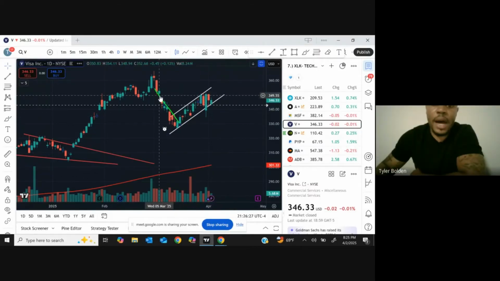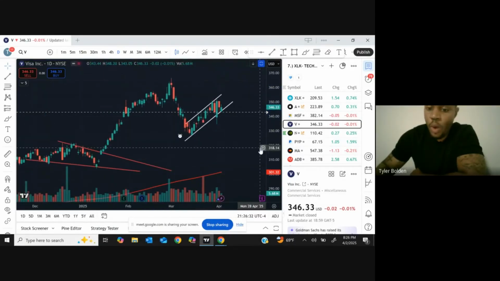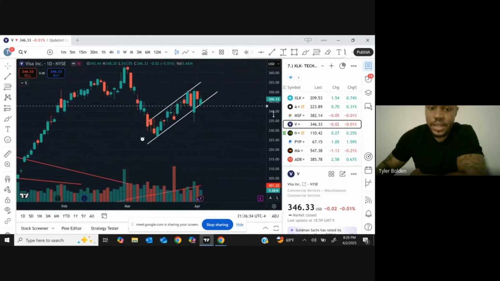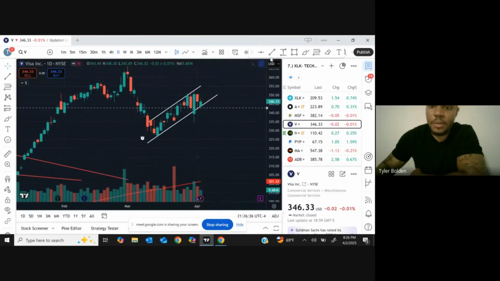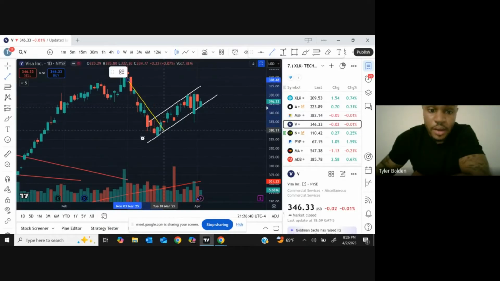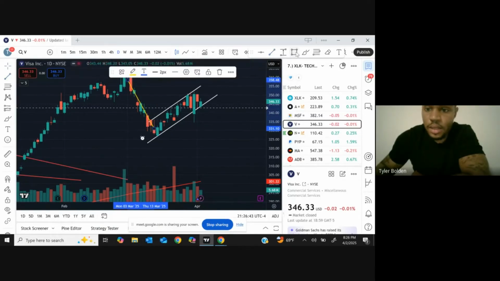If I wanted to enter on a Visa call, one pattern that I can potentially see based off this setup is a double bottom. So this is just me looking into the future. So right here, oh no, not that. I'm sorry. So right here, come here.